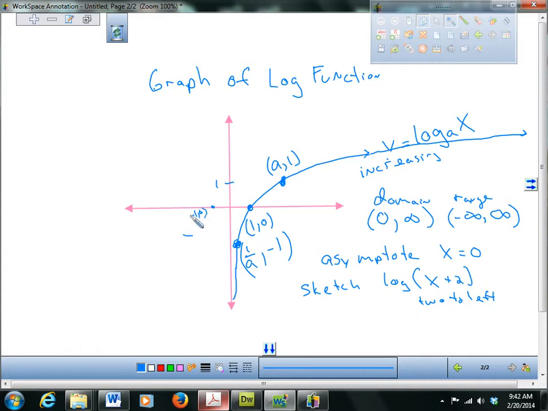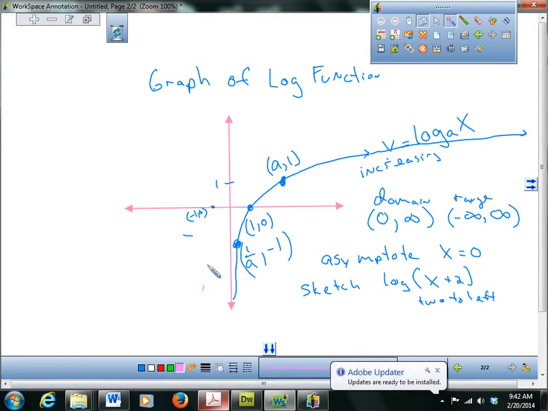So you can take those key points and move them over, and if I were to graph that, it would look something like going through here and kind of parallel to this, but going up that way as well. Yeah? Okay.